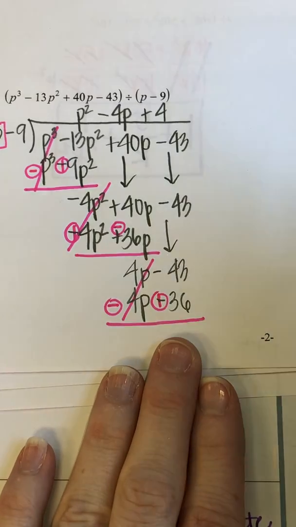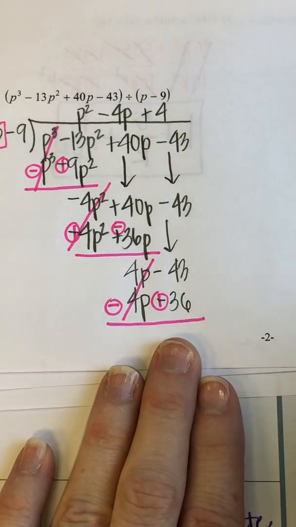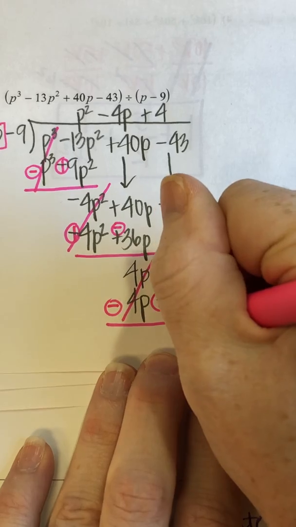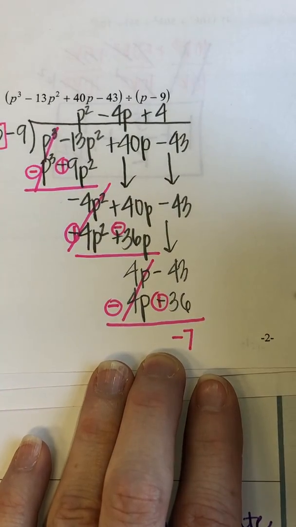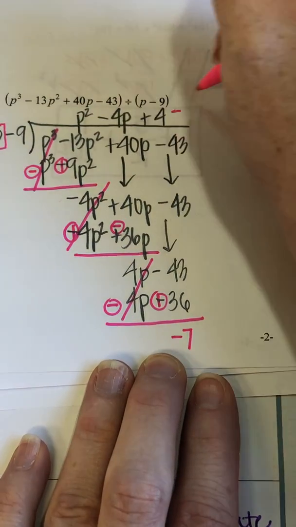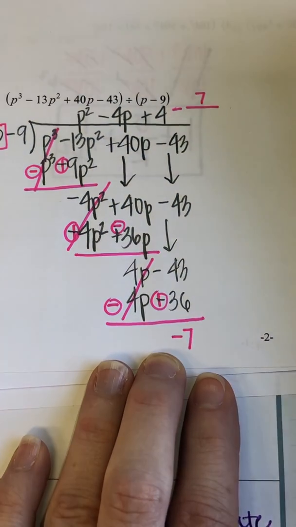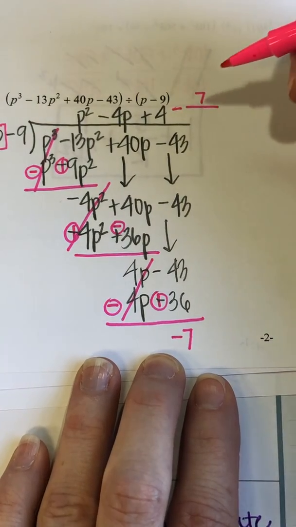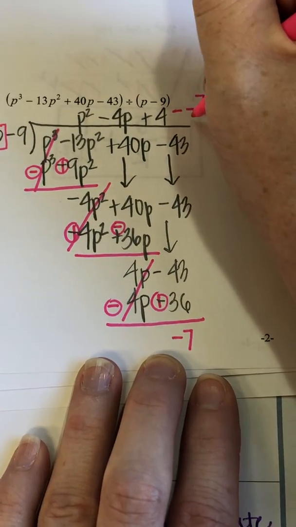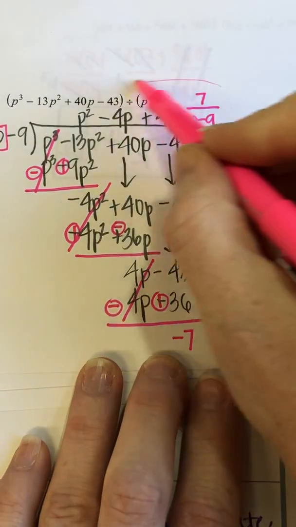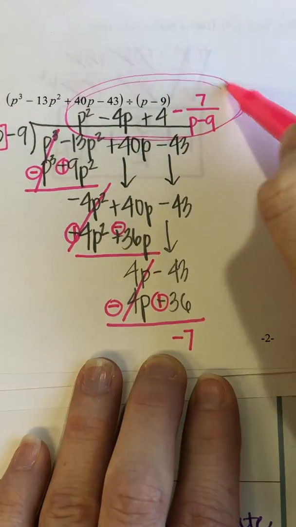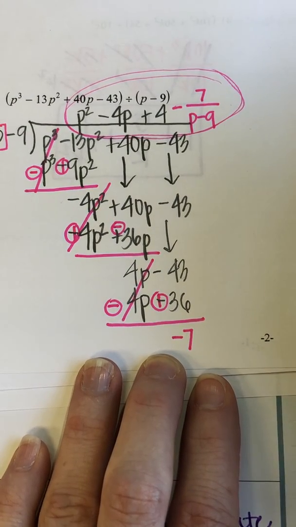Okay? What is negative 43 plus 36? Negative 7. All right, so this right here is my remainder. Okay? So I'm going to take the minus 7. I'm going to write it as a fraction, and what's going on the bottom? Good. Very good. So this right here would be my answer. That's the quotient.